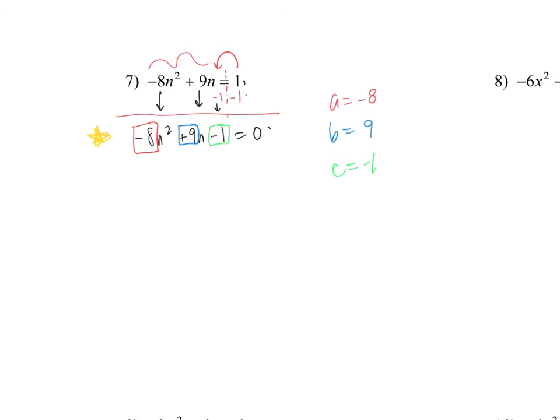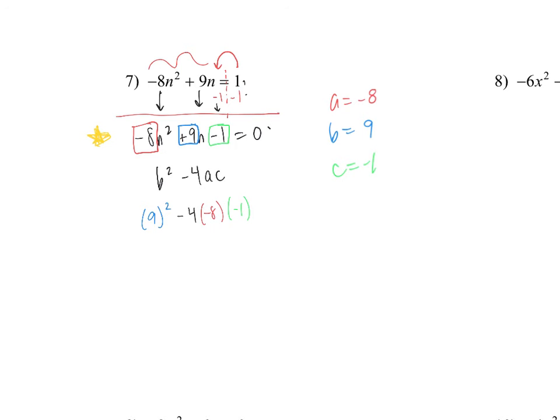Once I've labeled A, B, and C, I'm going to go ahead and write down b squared minus 4ac. Okay? And then I can go ahead and plug in. So I'm going to use my colors to plug back in. So b is 9. So I'm using blue. And notice my parentheses. I'm going to keep the -4 in black because that's in every single problem. And then I need to multiply by a, which is -8, and c, which is -1.